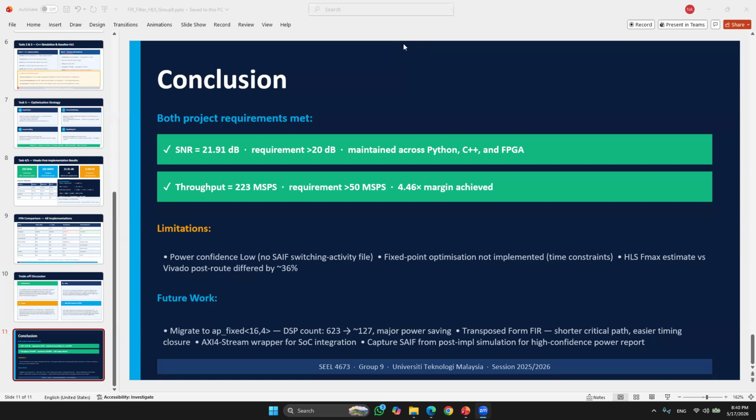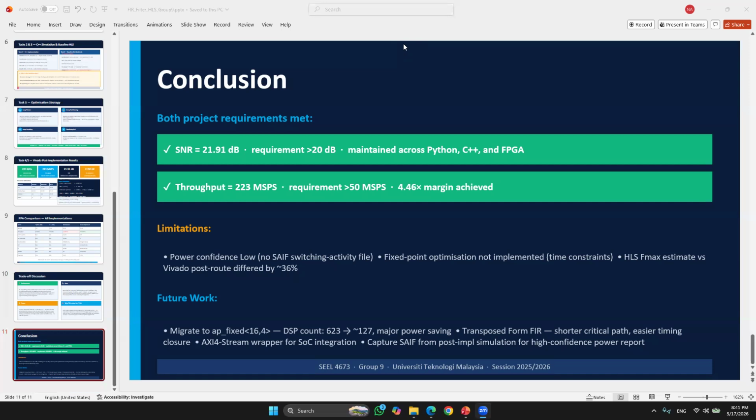The most impactful next step would be moving from floating point to fixed point arithmetic using ap_fixed. Right now each tap costs roughly 5 DSPs because of the floating point hardware blocks. With fixed point, each tap uses about 1 DSP, so the count could theoretically drop from 623 down to around 127, which should also cut dynamic power significantly, as long as we keep enough fraction bits. The 20 dB SNR requirement would still be met.